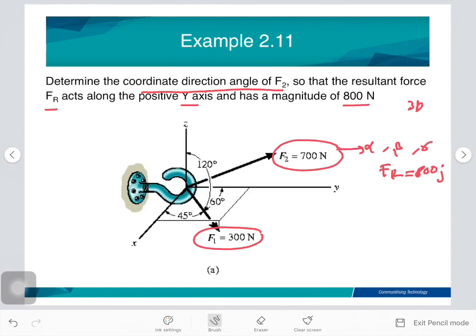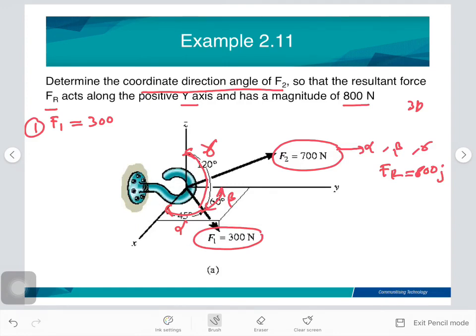Remember, the question asks for alpha, beta and gamma for F2, so you need to resolve into Cartesian. The first step is to resolve into Cartesian. So you need to resolve F1 into Cartesian, with the 300. From F1 to this axis is alpha, to this axis is beta, and to this one is gamma.